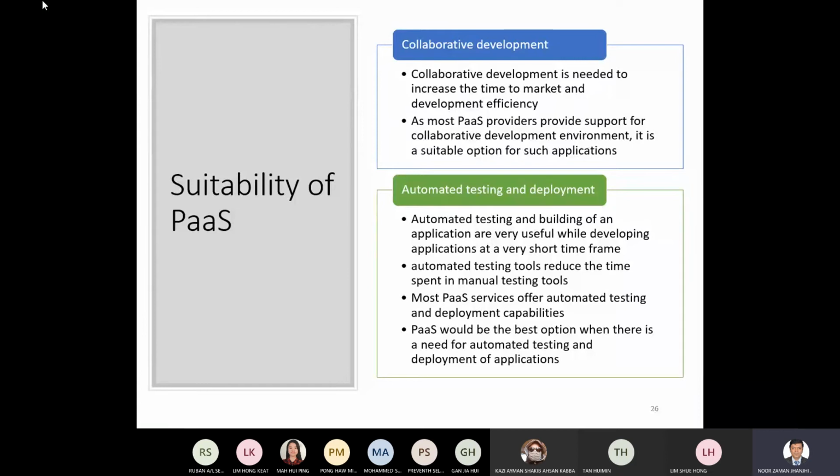The automated testing and deployment. So you are not supposed to go for the testing and deployment yourself. This is also a better suitability wherever you are going for this.